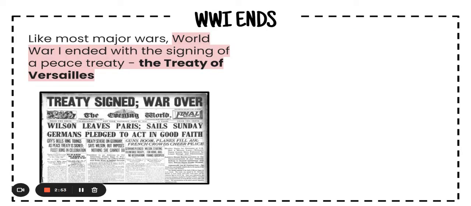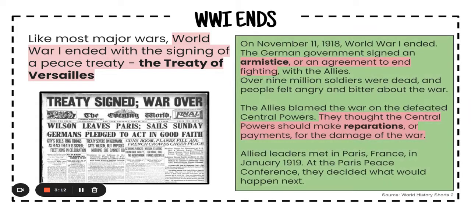All right, so talking about how the war actually ended, I want you to make sure you write the pink. So, like most major wars, World War I ended with signing a peace treaty. This treaty was called the Treaty of Versailles. So, looking at this green box, on November 11th, 1918, World War I ended. The German government signed an armistice, or an agreement to end the fighting, with the Allies.